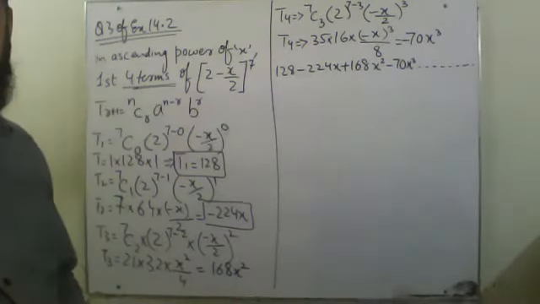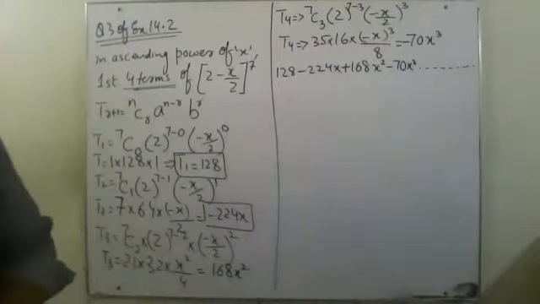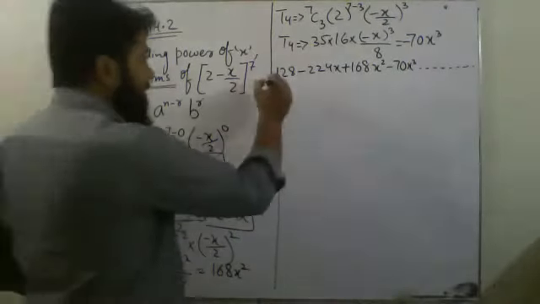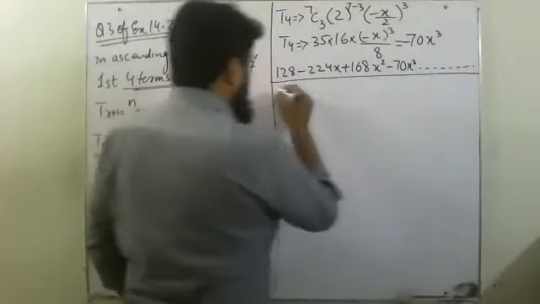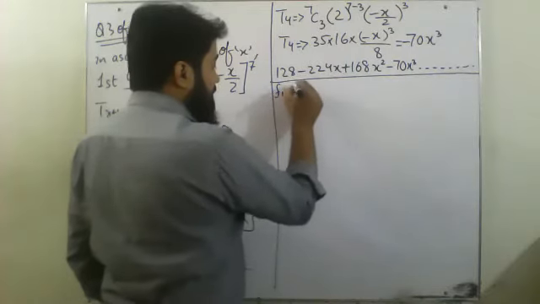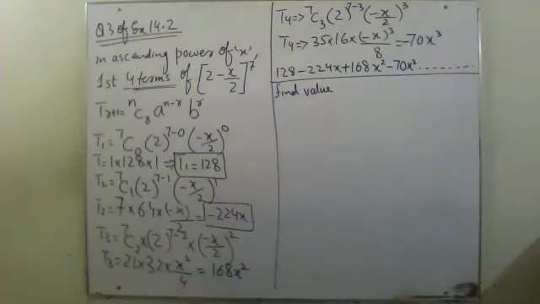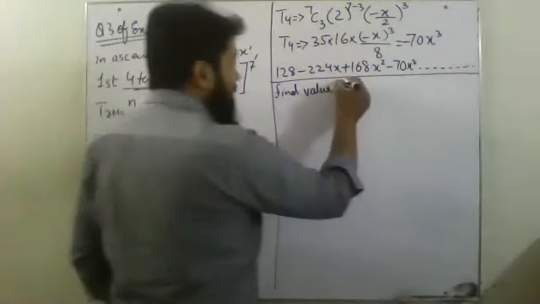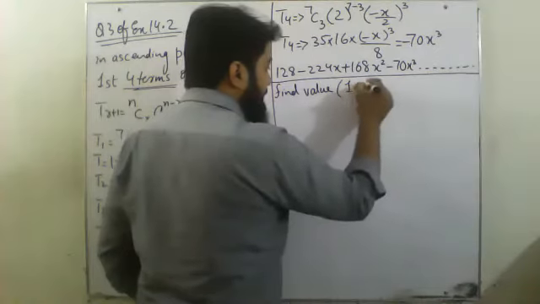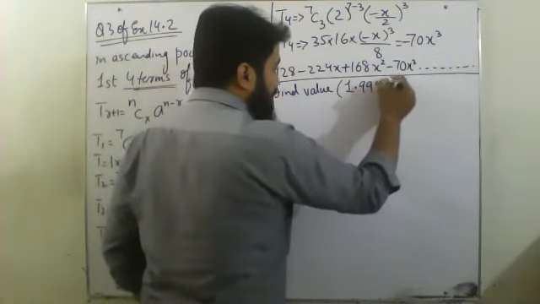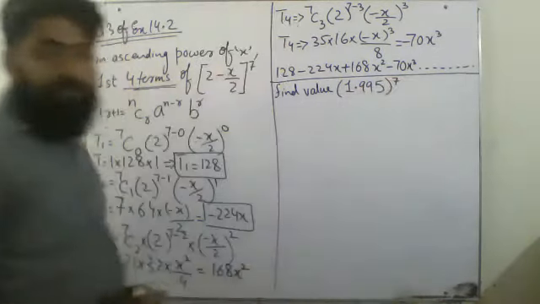In part B of the question, they are saying: find the approximate value of 1.995 whole power 7.